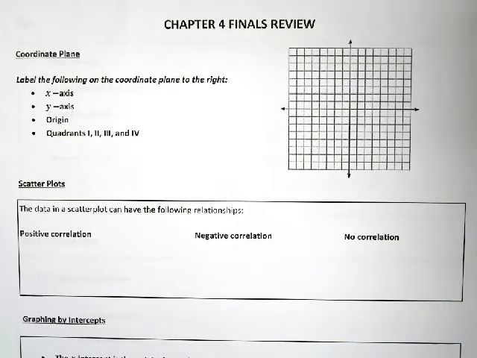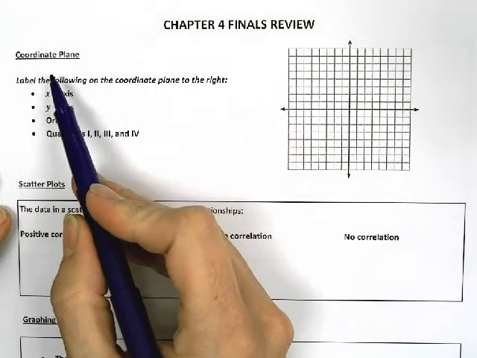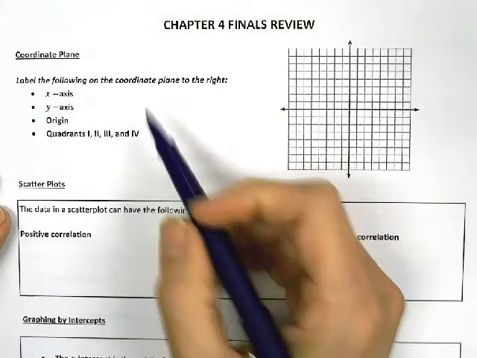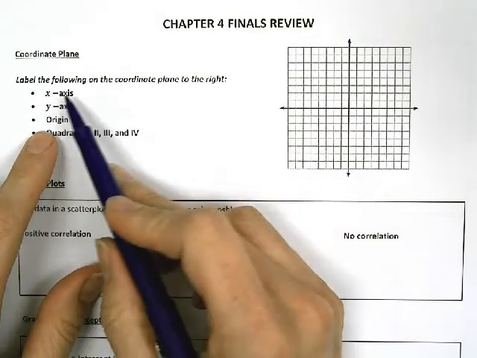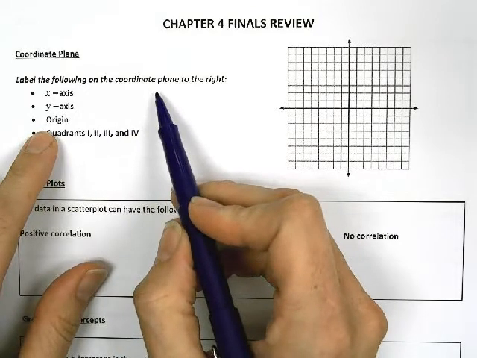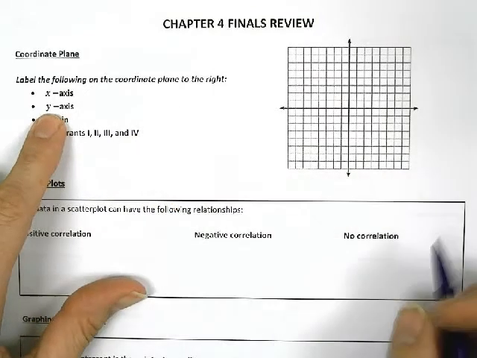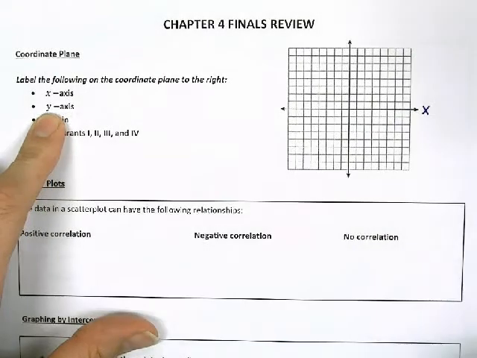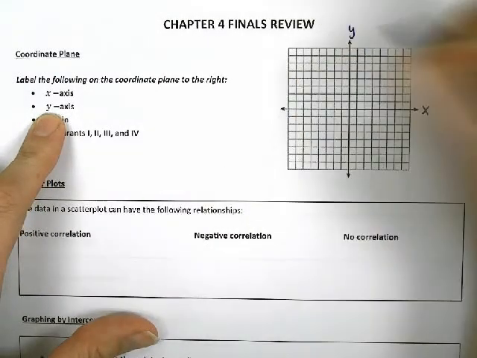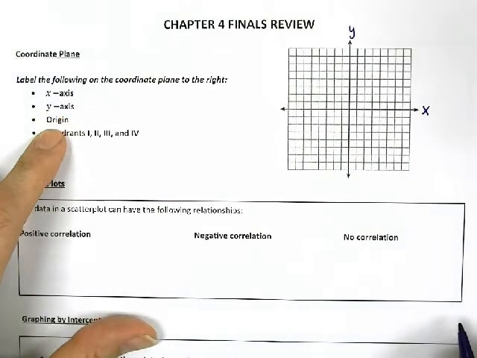So in Chapter 4, we really focused on the coordinate plane and then on graphing lines. So the first thing I want to talk about is just basics of the coordinate plane. So here's some things you need to be able to do. The first thing is you need to be able to label the following on the coordinate plane. So we need to know which is the x and which is the y. So remember, our x-axis is here and our y-axis is here.